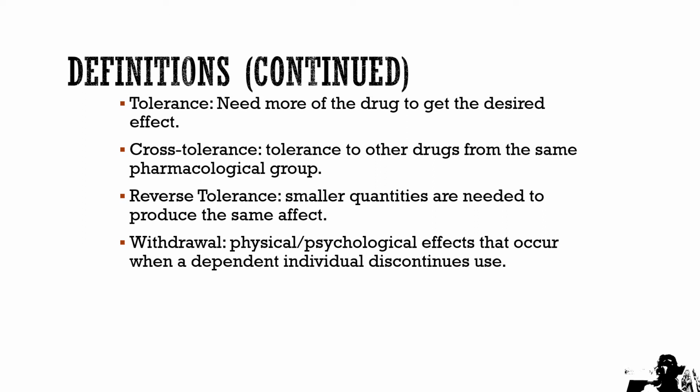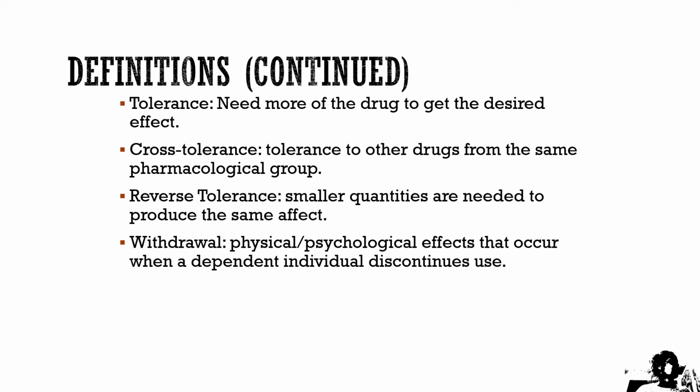And then withdrawal. Withdrawal is psychological and physical effects that occur when a dependent individual discontinues use, right? So these are the things that your body and mind go through when you stop using. Again, know these well. We're going to talk about them throughout the semester, but I want you to not just memorize them, but understand the context of the words. And I'll try to do that with you throughout the semester to help to solidify that.